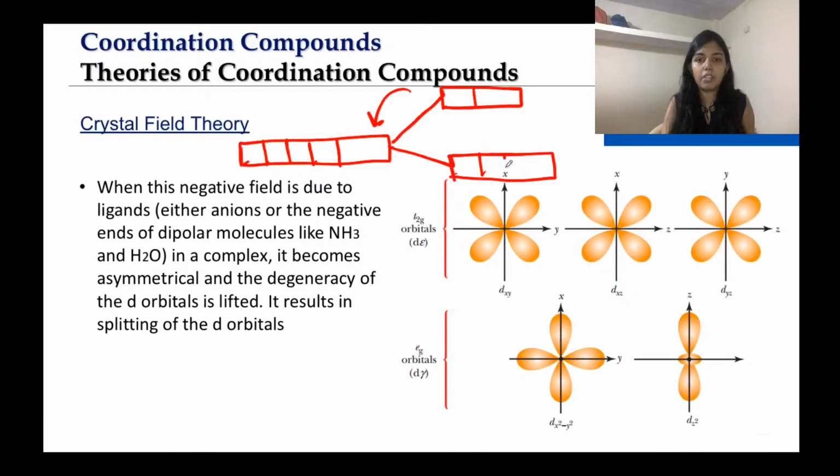Splits into two sets. Now it can be either way: the Eg can be above and the T2g below, or you can have the reverse, that T2g can be above and Eg below, depending upon the type of complex that is being formed, which we will be discussing in the next slides, right? So for meanwhile, you can take that the 5 d orbitals split into two different energy levels. One is known as T2g, in which we have dxy, dxz and dyz, and the other set of orbitals will be Eg, in which one is dx square y square and the other is dz square. Okay, so this you have to remember.